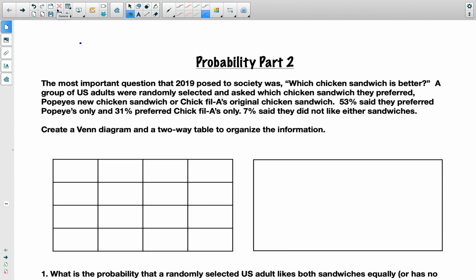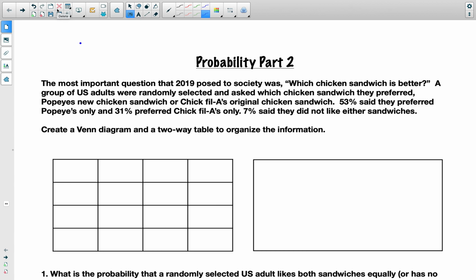The most important question that 2019 posed to society was, which chicken sandwich is better? A group of U.S. adults were randomly selected and asked which chicken sandwich they preferred: Popeyes' new chicken sandwich or Chick-fil-A's original chicken sandwich? 53% said they preferred Popeyes only, 31% preferred Chick-fil-A only, and 7% said they did not like either sandwich. So we have enough information here to arrange these probabilities into a Venn diagram and a two-way table. I'm going to do both of them for you.